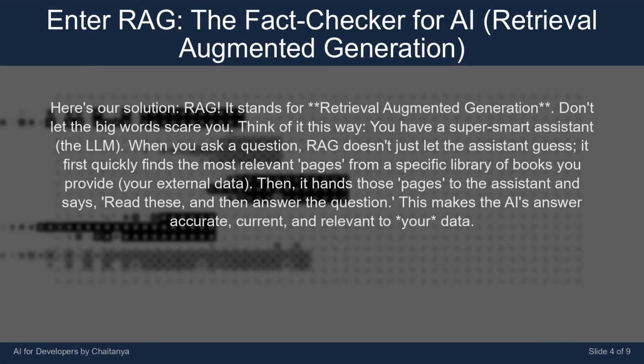Here's our solution. RAG. It stands for Retrieval Augmented Generation. Don't let the big words scare you. Think of it this way. You have a super smart assistant, the LLM. When you ask a question, RAG doesn't just let the assistant guess. It first quickly finds the most relevant pages from a specific library of books you provide, your external data. Then, it hands those pages to the assistant and says, "Read these, and then answer the question." This makes the AI's answer accurate, current, and relevant to your data.